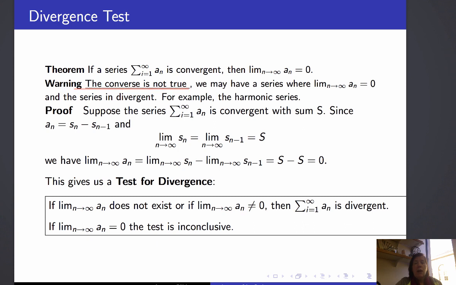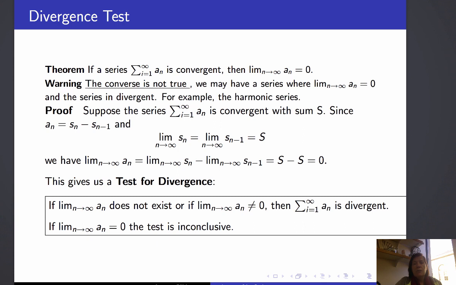We can easily have a series where the limit of the nth term as n goes to infinity is 0, but the series diverges. For example, we've just looked at one, the sum from 1 to infinity of 1 over n, which was the harmonic series. Why is this true? Well, actually it's very simple to see that it's true.